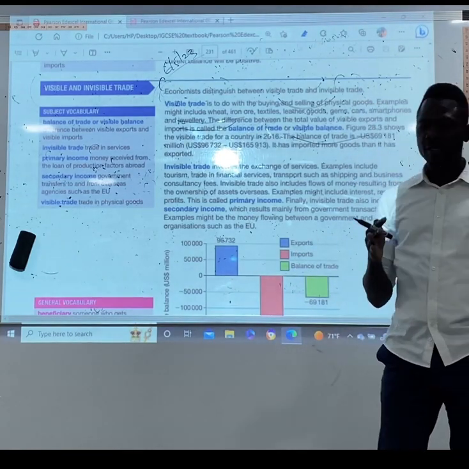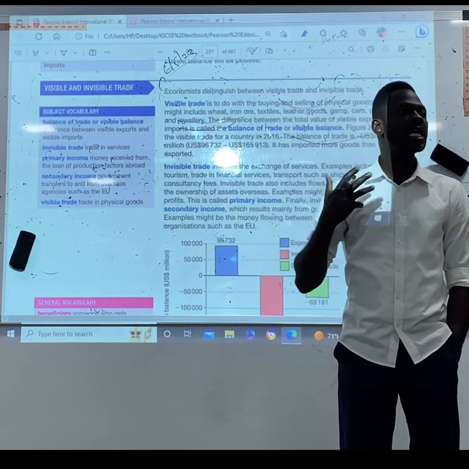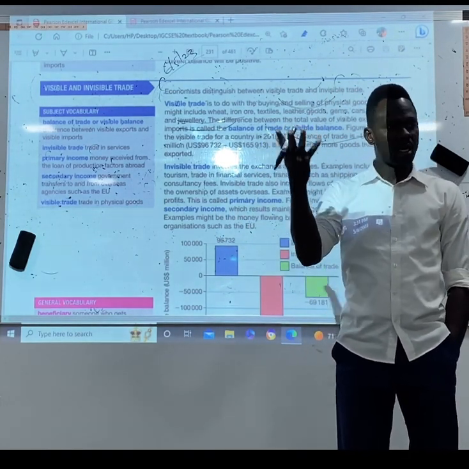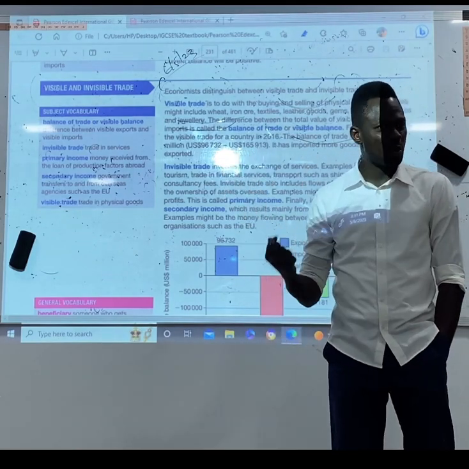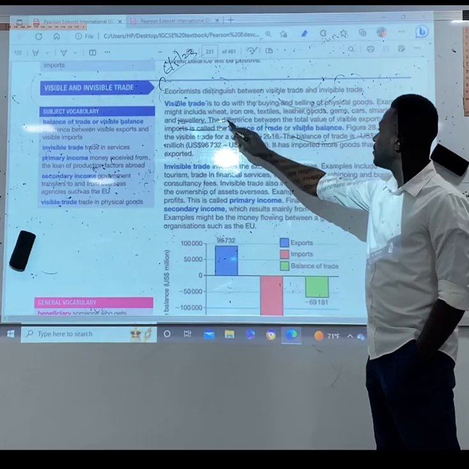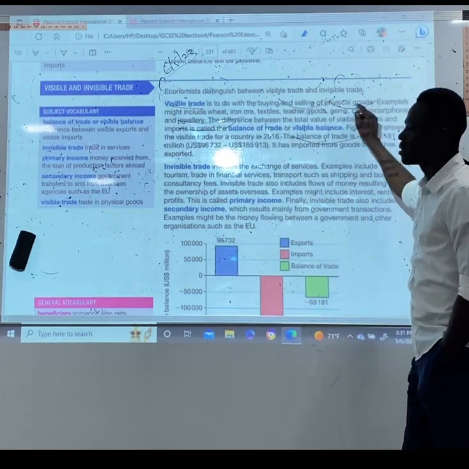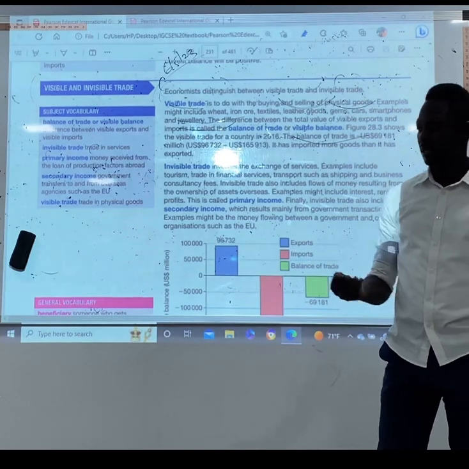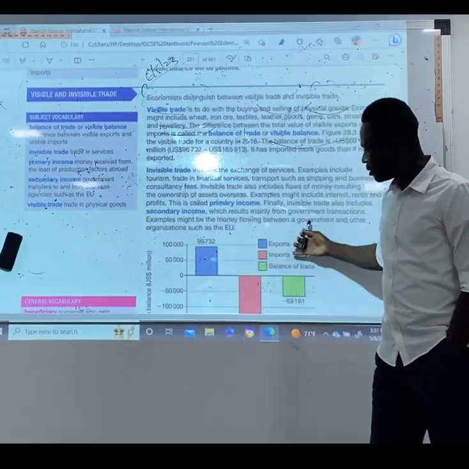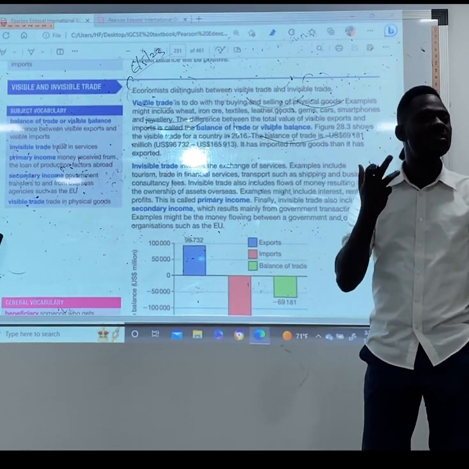Why do we call it visible? We call it visible because it is handy. We can touch it. It's tangible. Like the marker, like the laptop, we can see them, we can touch them. Visible trade has to do with the buying and selling of physical goods. Tangible, like the marker, like the board. They are physical. We can touch them. That's why we call it visible.